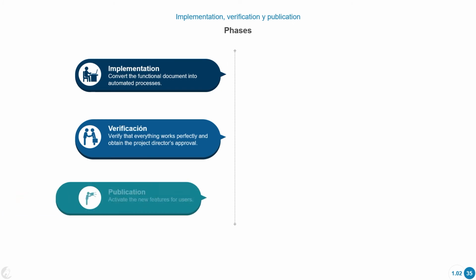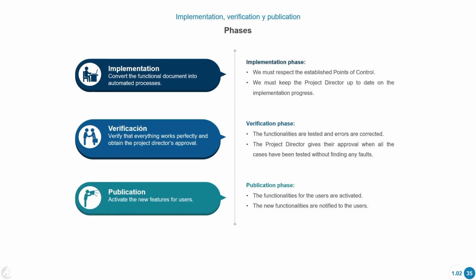Here we can see very briefly what would be the implementation phase. Okay, this would be three different things. It would be implementation, verification, and publication. The first thing we have to do is implement the processes, for example, and reports or whatever we're creating.